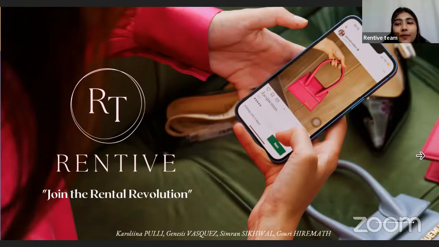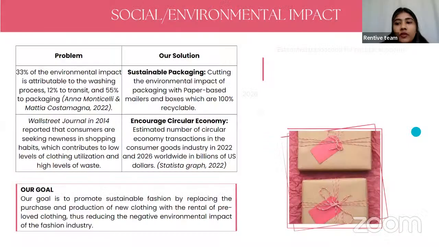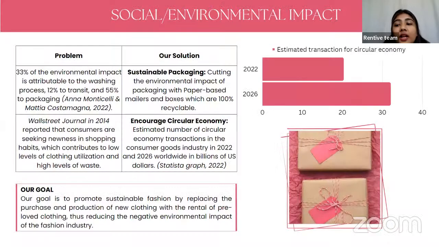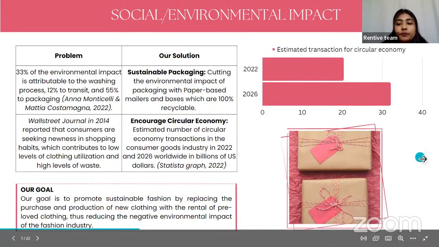Okay, so let's start by why we thought of having Rentive. The manufacturing of fashion goods has a considerable amount of impact on our environment. More carbon dioxide equivalent is produced annually by the textile industry than by aviation and shipping combined. This is due to the fact that they use high energy and water while disposing a lot of waste. As a company, our main focus is that we'll be promoting sustainability. We'll be promoting circular fashion by replacing new clothing purchases and production with the rental of pre-loved clothing. This will reduce the need for new clothing production, significantly minimizing the negative environmental impact of the fashion industry.